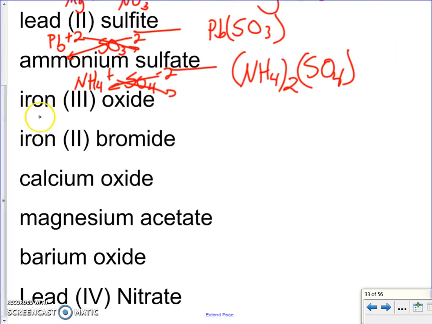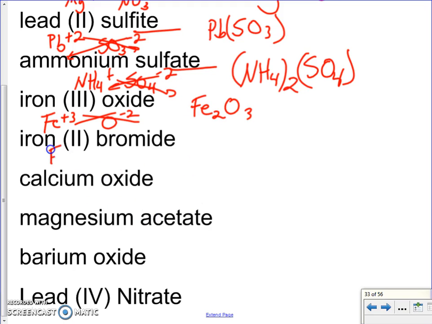Okay, iron 3 tells us we are dealing with Fe plus 3. Oxide is O minus 2. Cross and swap, and we get Fe2O3.